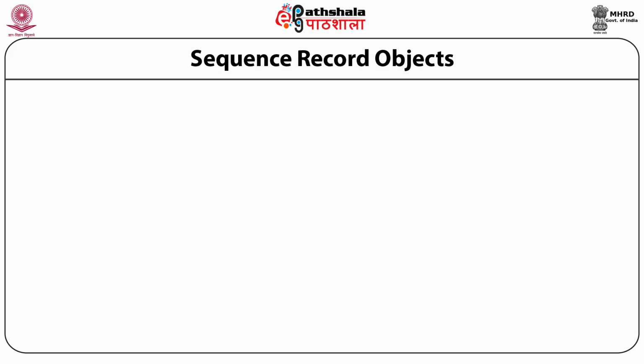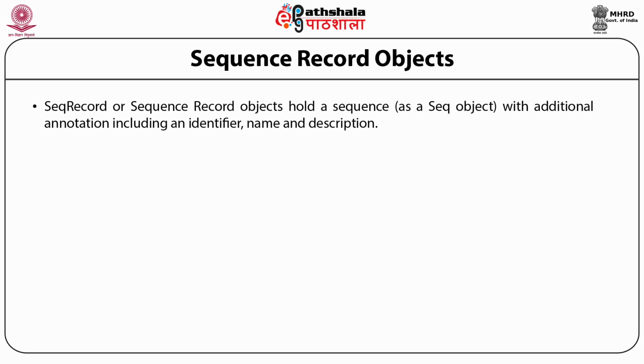Sequence record objects are another type of very useful object, which can be used to record, store, as well as manipulate biological sequences. Earlier we saw sequence objects, which had only two attributes. Sequence record objects have many other attributes that we can associate with any given sequence. SeqRecord objects hold a sequence. This sequence is held as a Seq object with additional annotation including an identifier, a name, and several other descriptions.